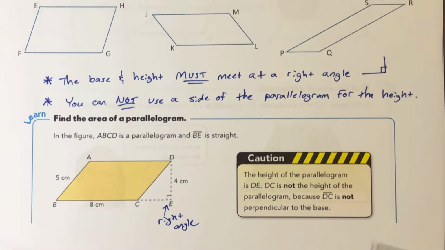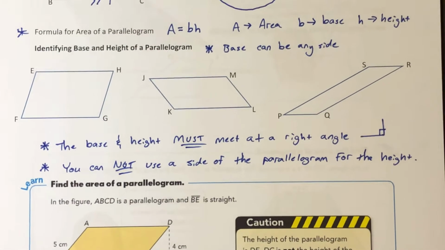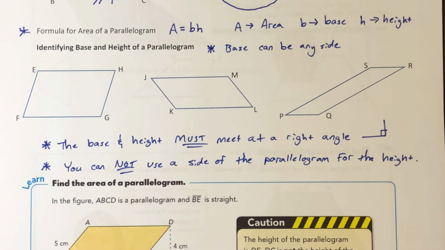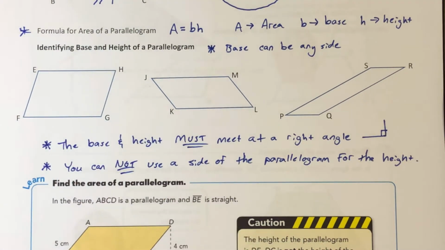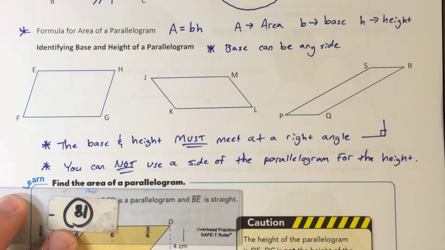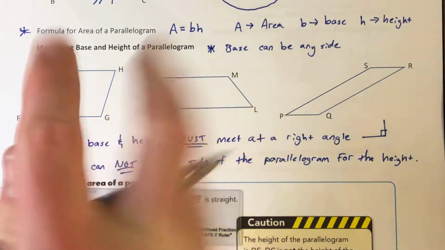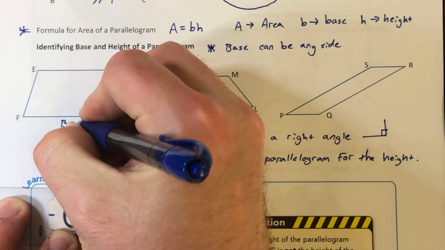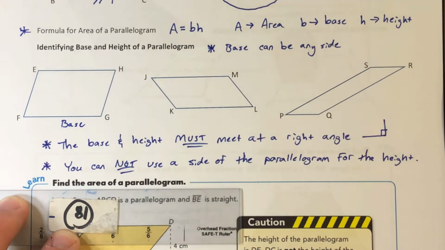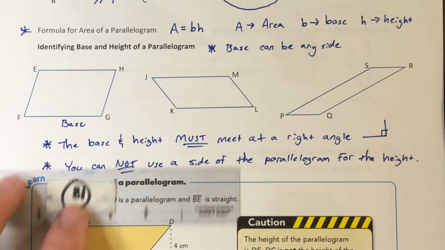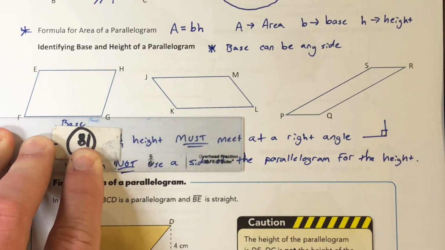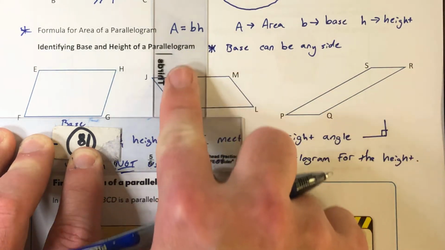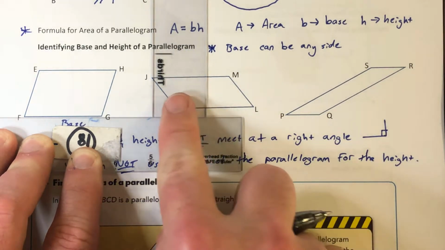Okay, let's work on these three examples here, identifying bases and heights of parallelograms. So our first one, parallelogram EFGH. Any side can be the base, so I'm just going to let line FG be the base in my first example. Next, how do I find my height? Put a straight edge on line FG, then form a right angle with another straight edge.